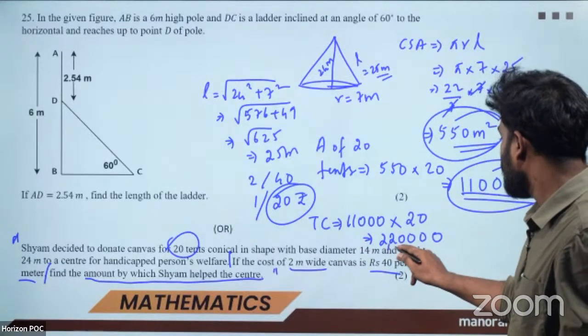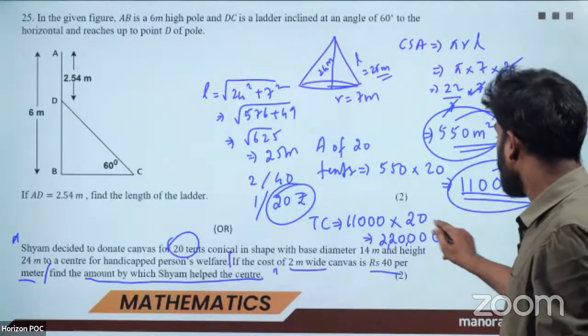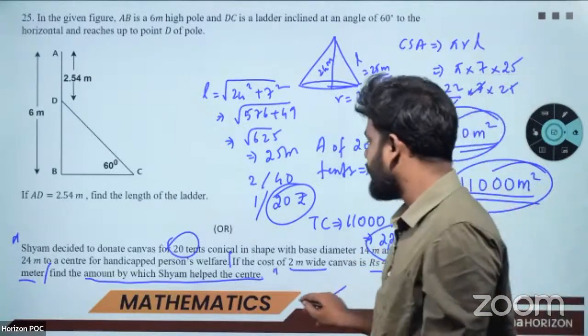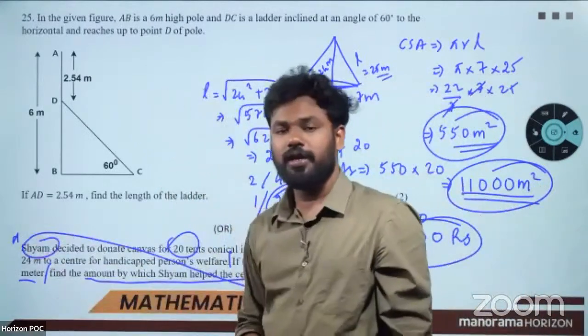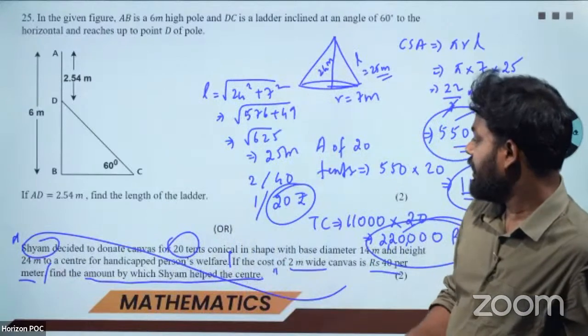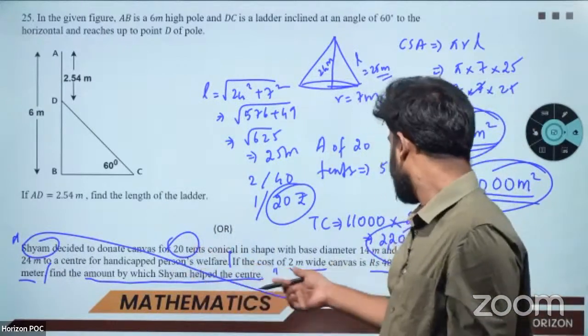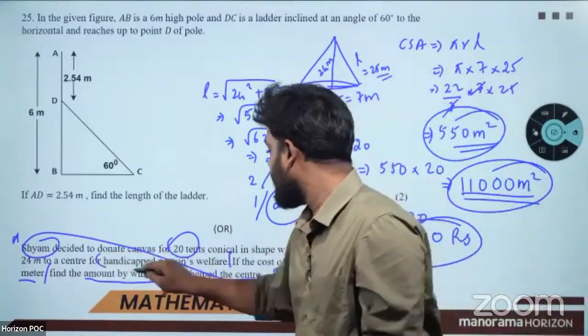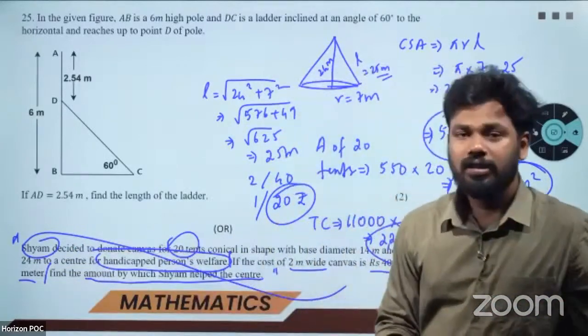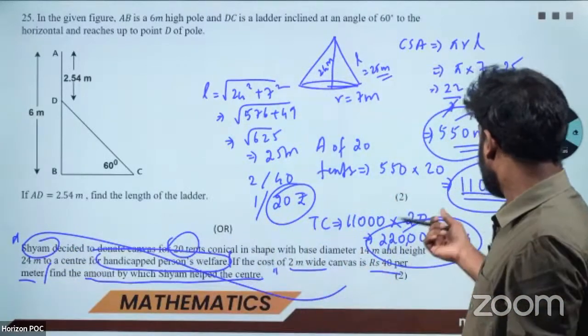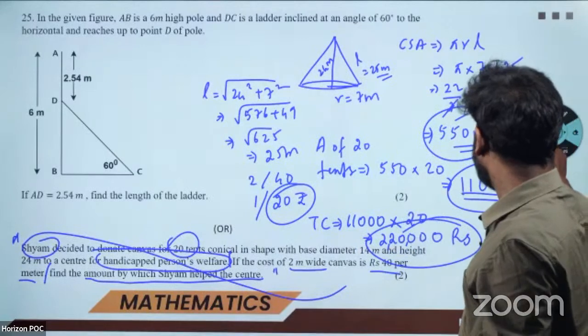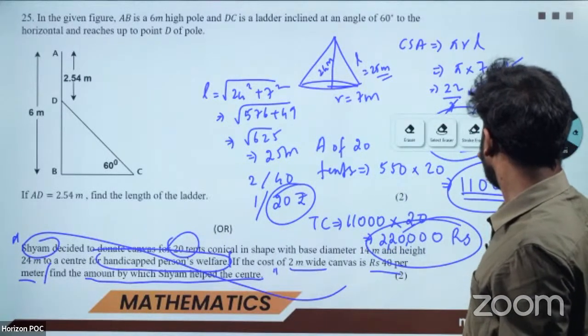So 2,20,000 rupees will be the total money that Sham donated? Which center is that given to? Yeah, the Center for Handicapped Persons Welfare. So this is the total amount that he has donated to that particular center. Got it? Can we move on to the next one?